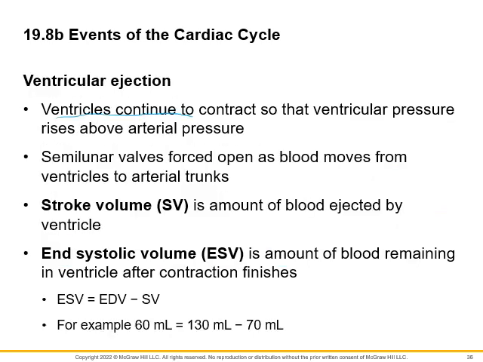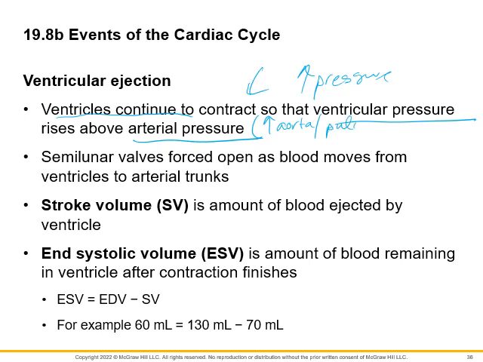The ventricles are going to continue to contract, so we're building up pressure here. So when the ventricle pressure rises above the arterial pressure, what are they talking about? The ventricle pressure has to be above the pressure of the blood that is currently in the aorta and the pulmonary trunk. The semilunar valves are forced open. The blood is going to move into the aorta and the pulmonary trunk.